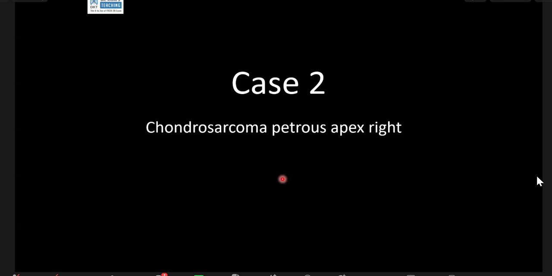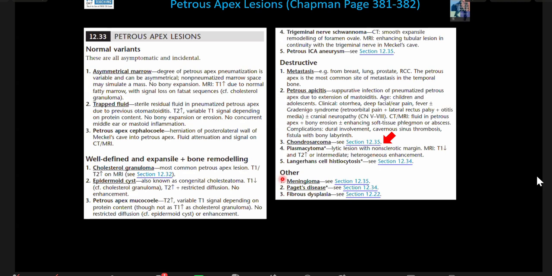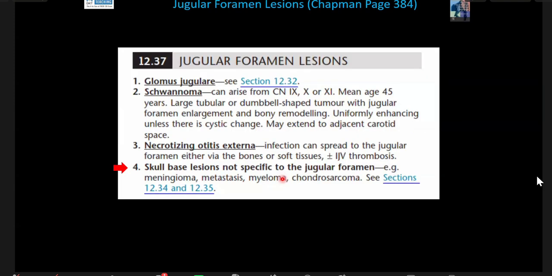So this is a chondrosarcoma of the petrous apex. Of course, one can consider other differentials also. Now, as far as petrous apex lesions are concerned, there are quite a few, and chondrosarcoma is one of them. The jugular foramen is also sitting next to it, so it can also extend into the jugular foramen.